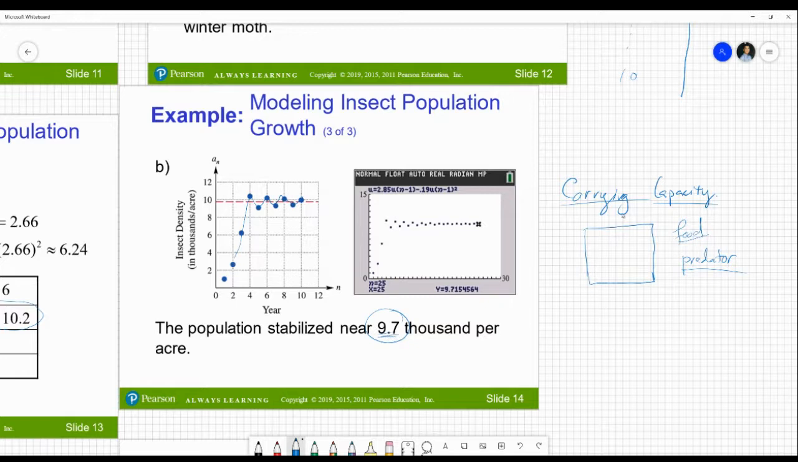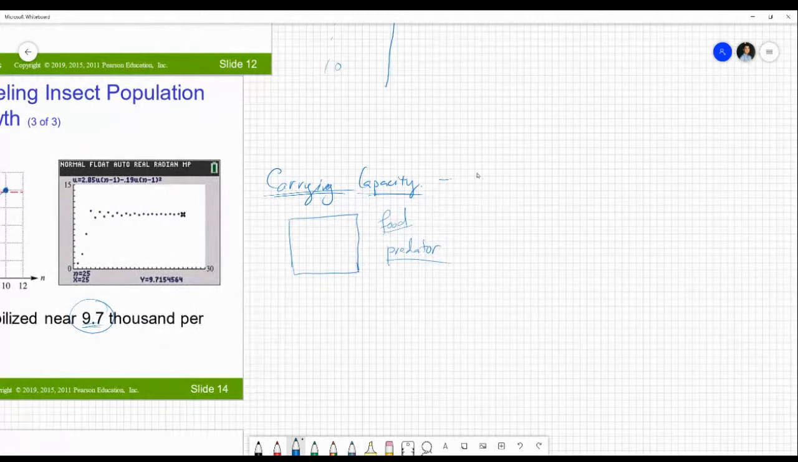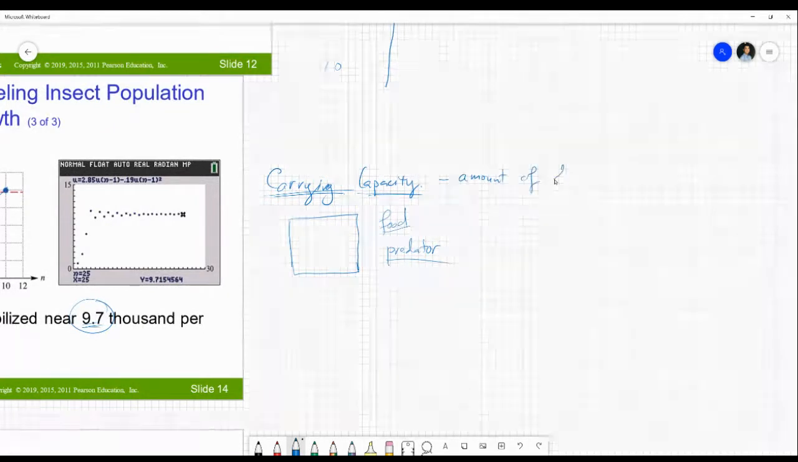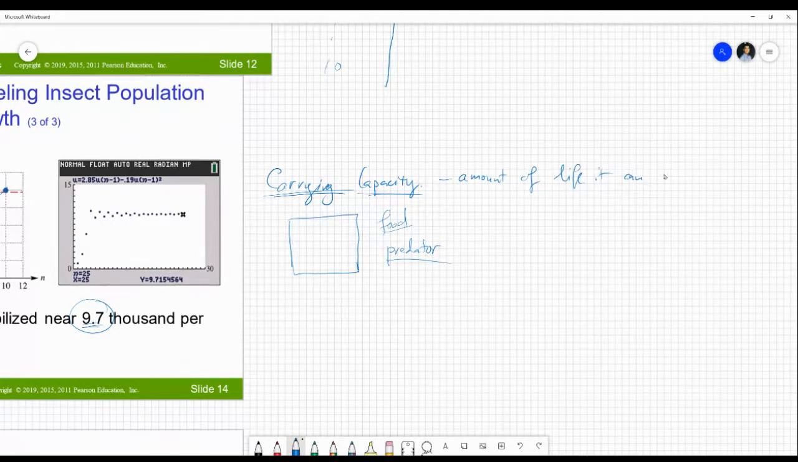So what does that number mean? That value is called the carrying capacity. Carrying capacity is the amount of life it can sustain in a limited area or space. Okay, so within a limited amount of area or space, you have a limited number of food and natural resources. So therefore, you cannot grow beyond that.